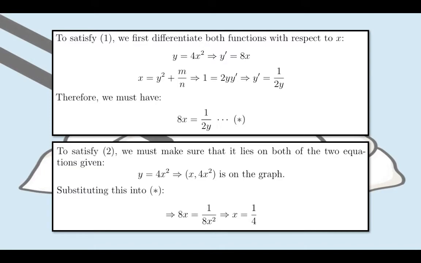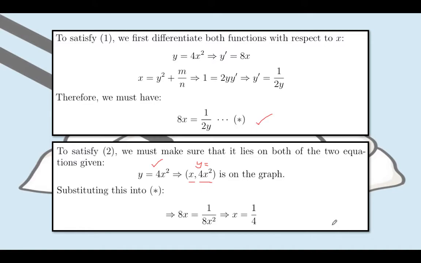Now, y equals 4x squared is simply saying that all points on the parabola y equals 4x squared are of the form x comma 4x squared, as seen here. Now this is very simple. x will just be x, and then the y here will just be replaced by 4x squared, since y equals 4x squared as per this equation. So we substitute y equals 4x squared into equation star. So we will get that 8x equals 1 over 2 times 4x squared, which is 8x squared.